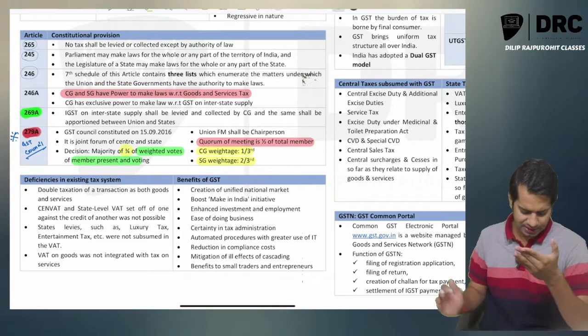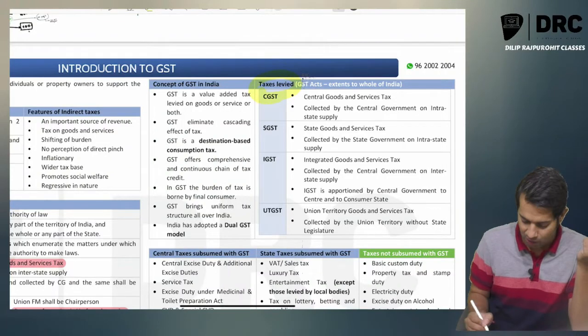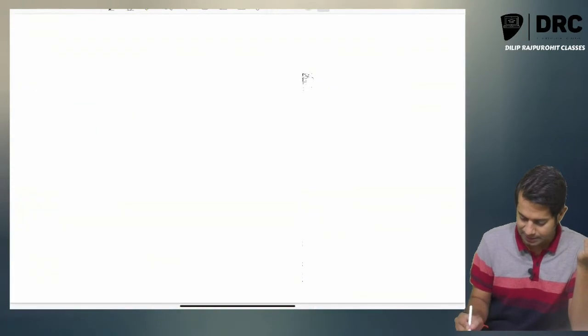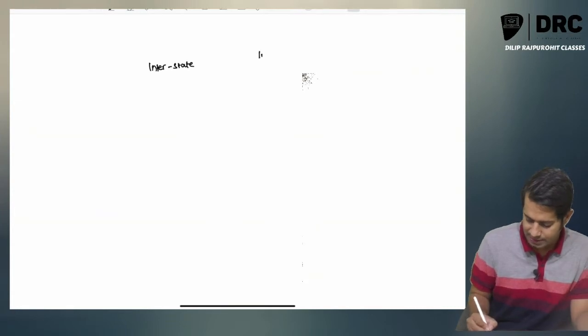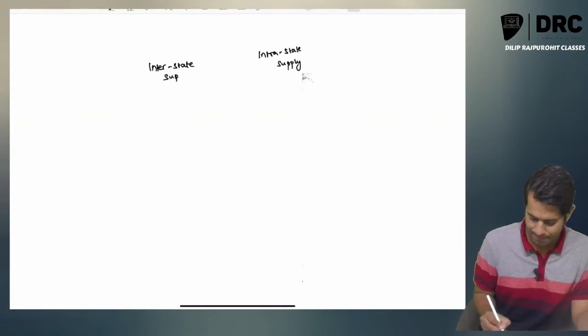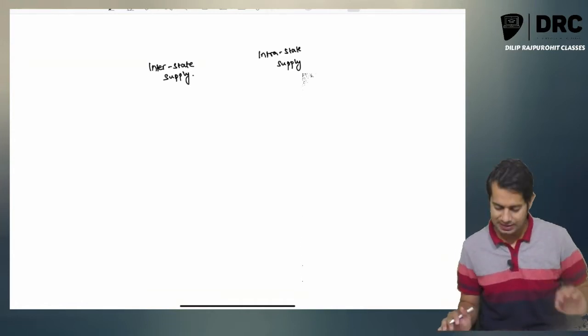Now we have some theoretical discussion which is left over. Before discussing the deficiencies, benefits, etc., let us understand the meaning of interstate supply and intrastate supply.